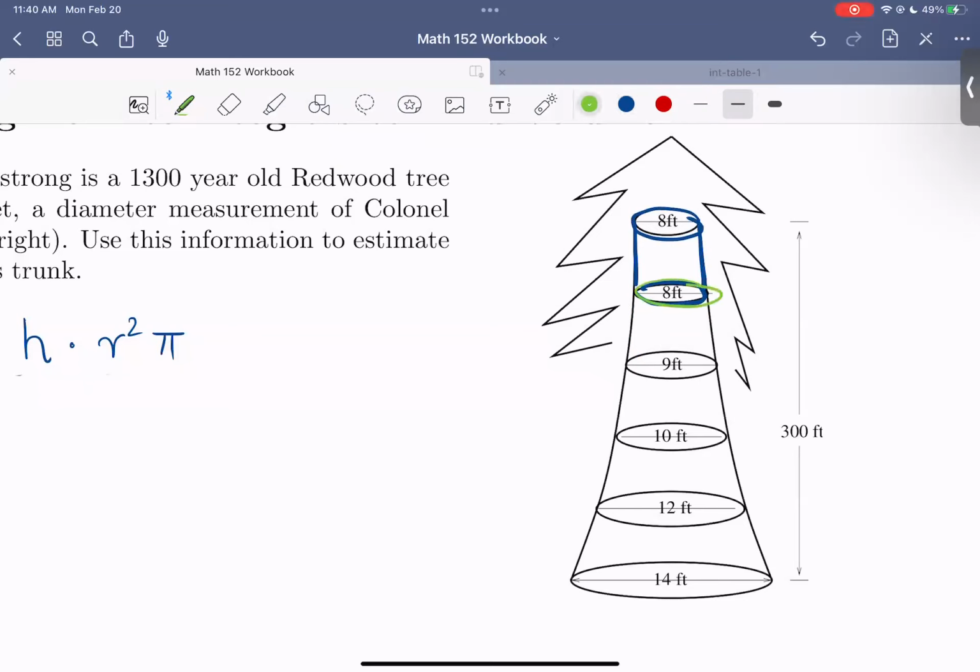So at the top, it's 8 feet. At the bottom, we have a 9 feet diameter in this case. So what we can do is find an average diameter between these two measurements. So an average between 8 and 9, 8 plus 9 over 2, would give us 8.5 feet.